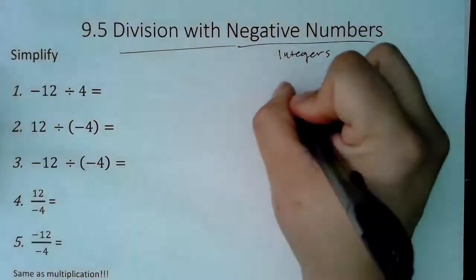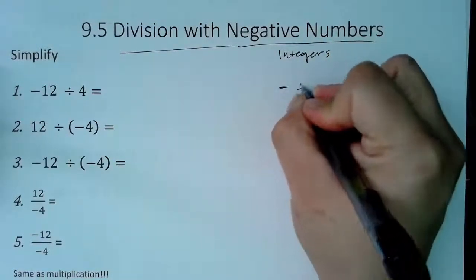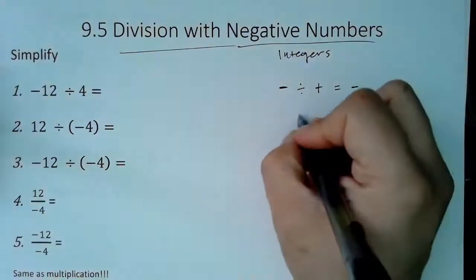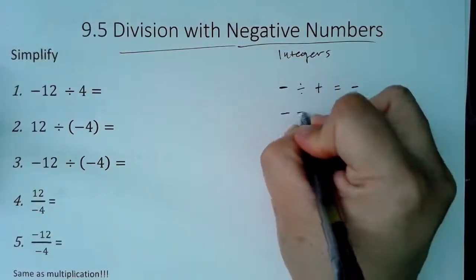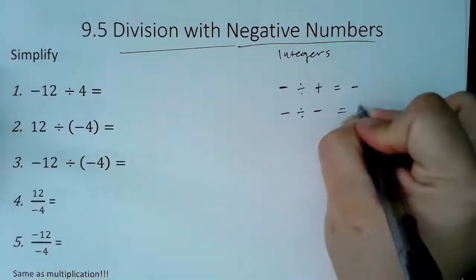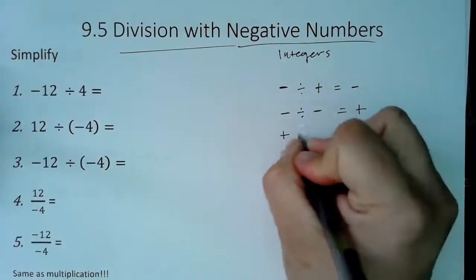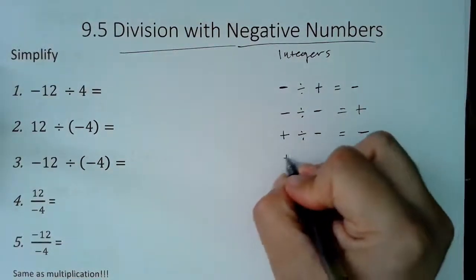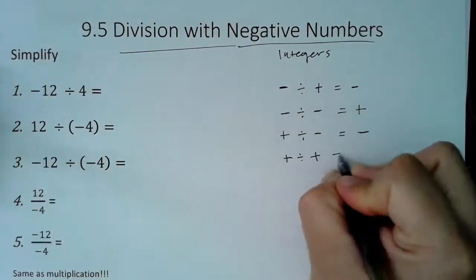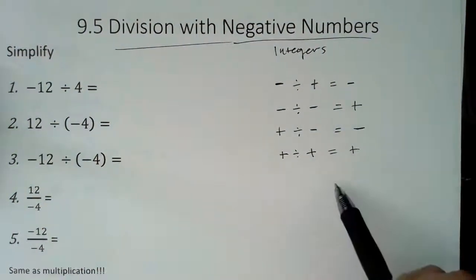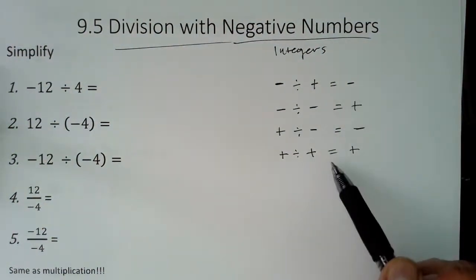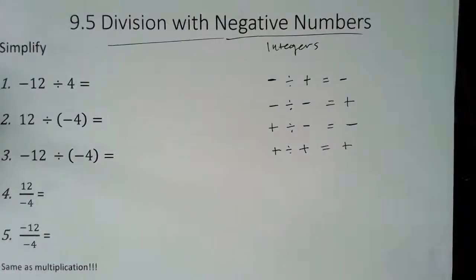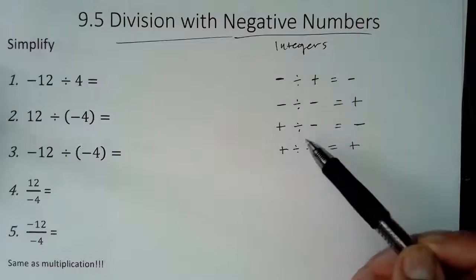Same as multiplication. So if you have a minus and you're dividing by a positive, that's going to be negative. If you have a negative divided by a negative, that's positive. If you have a positive number divided by a negative number, that's going to be negative. And then, of course, if you have a positive divided by a positive, it's the same thing. So it's the same rule as multiplication. And it makes sense, because they're inverse operations, yeah?